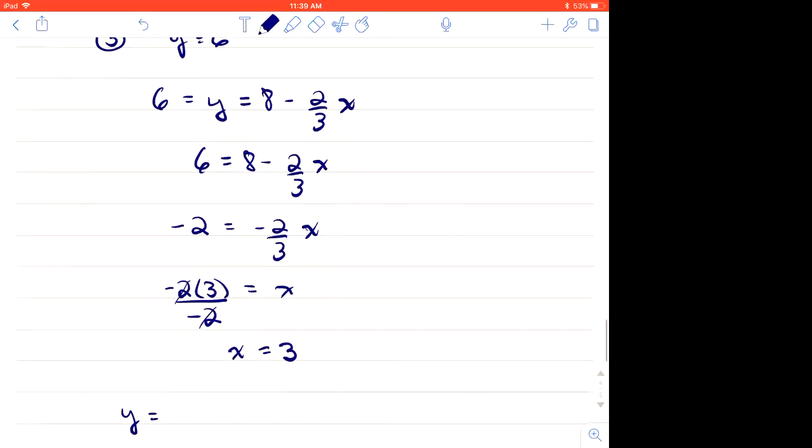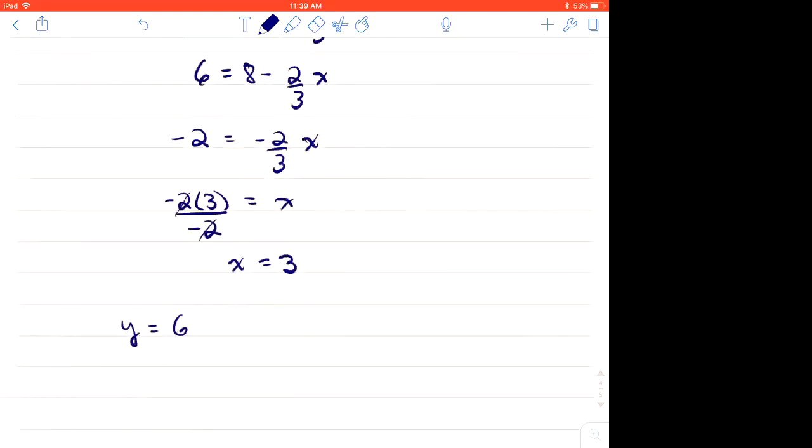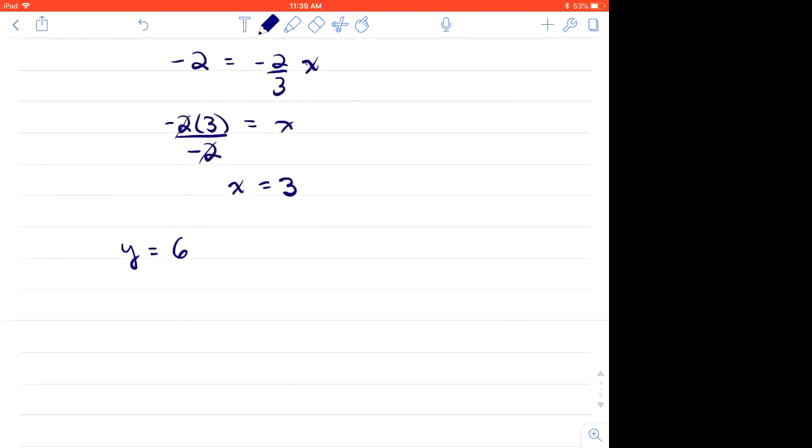Solving for y, right? 6. We already know that y has to be 6. So C is at 3, 6.